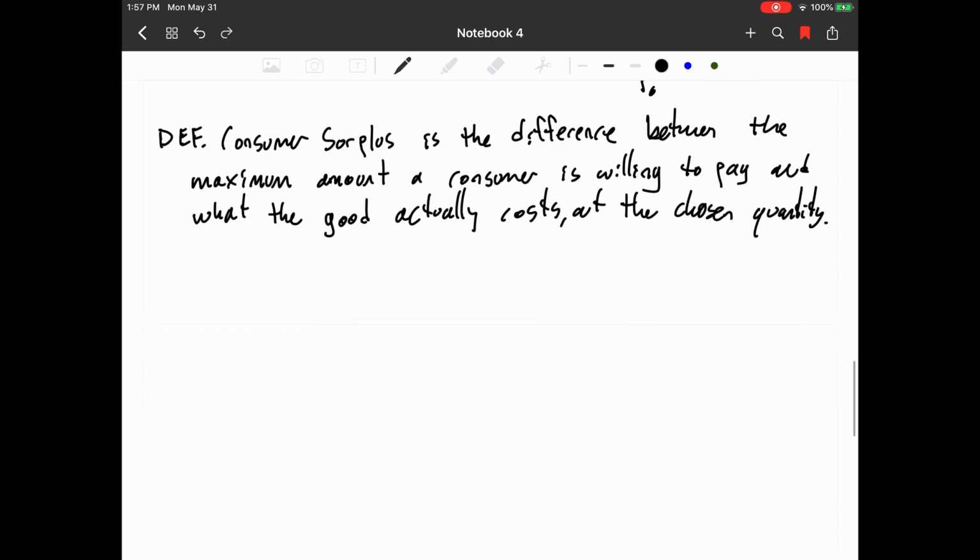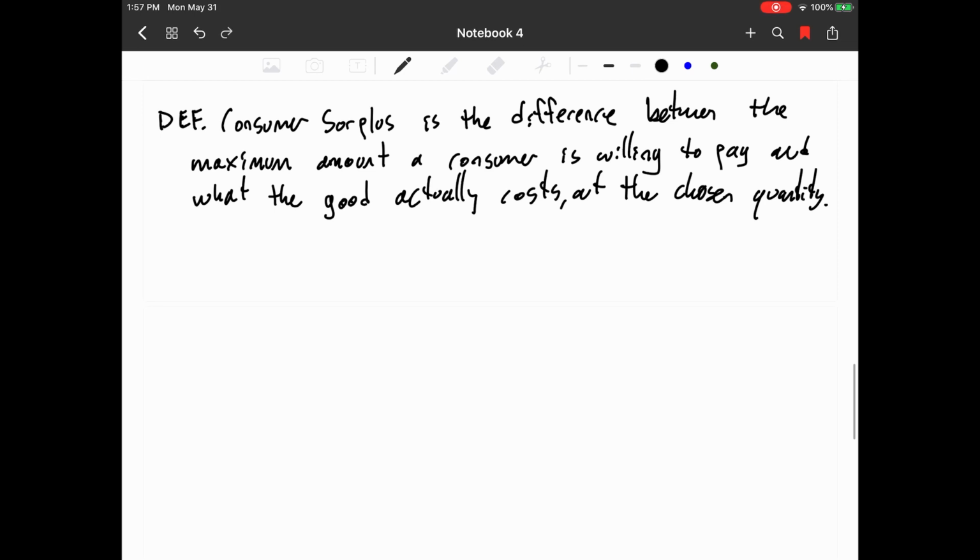Okay. So this is the definition for consumer surplus. What we're after is the difference in consumer surplus. So we're going to say delta CS is equal to the consumer surplus with the tax minus the consumer surplus without the tax. And this is what we're after.